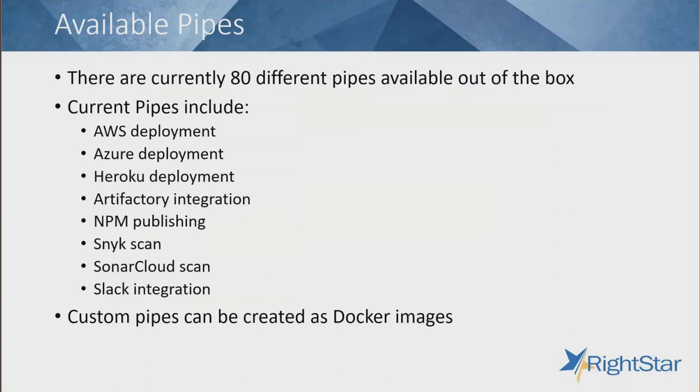And then finally, you have Slack integration, another example, where you can be putting messages out to a Slack channel indicating the status of builds and deployments and so on. So as you can see, there are 80 different pipes out there that you can explore and incorporate into your pipeline. In addition, if you know something about how to create Docker images, you can create your own pipes, which are simply Docker images that can then be run as part of a pipeline.